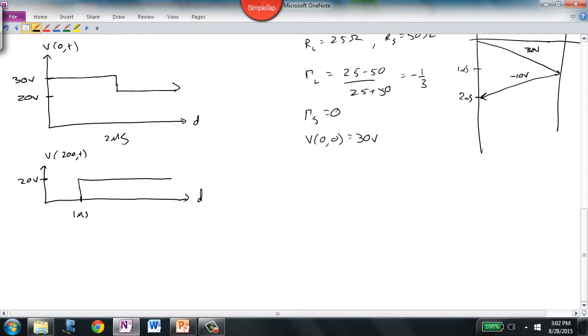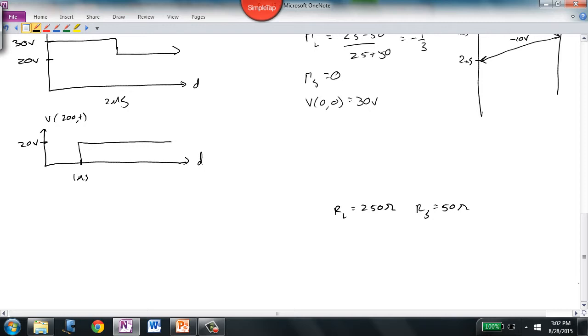Our last case was that we had an RL equal to 250 ohms and a source resistance of 50 ohms. Again, our input voltage and our reflection coefficient at the source are going to stay constant. What will change is the reflection coefficient of the load. That's now 250 minus 50 over 250 plus 50, which gives us a value of positive 2/3.